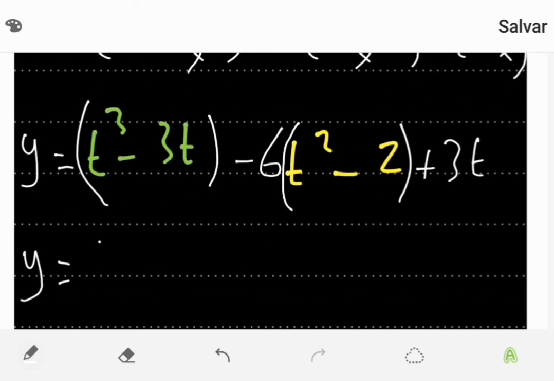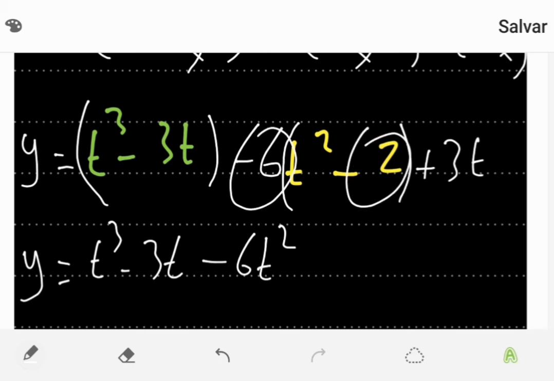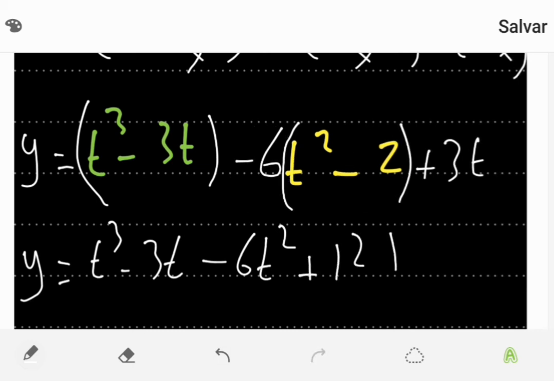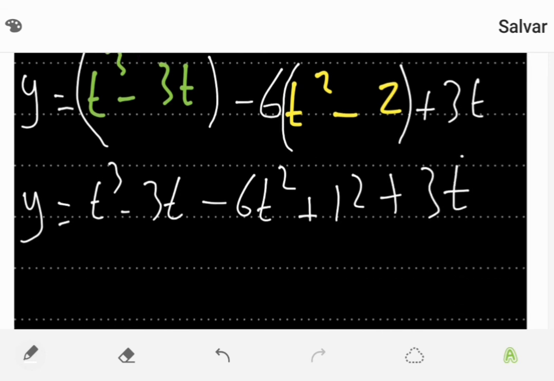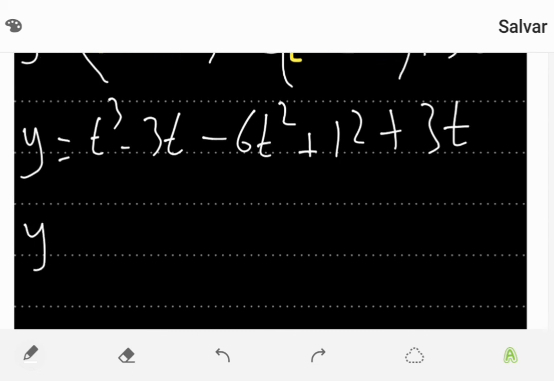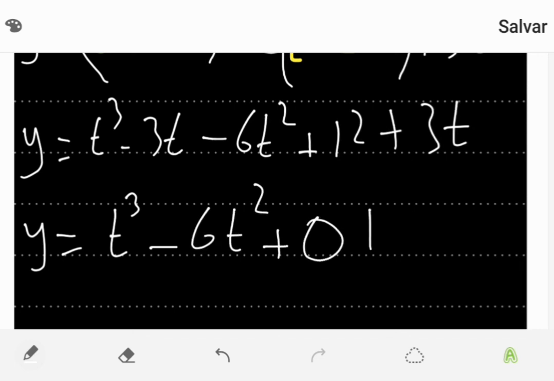So let's solve this. t cubed minus 3t minus 6 multiplied by t squared minus 2, which is minus 6t squared plus 12, plus 3t. We have 3t and minus 3t, so 0t, right? So y is equal to t cubed minus 6t squared plus 0t plus 12.